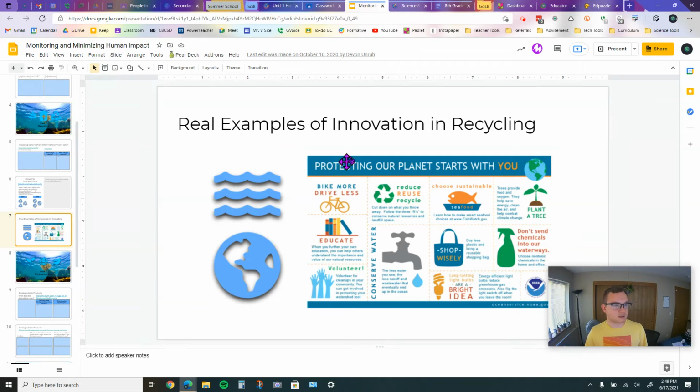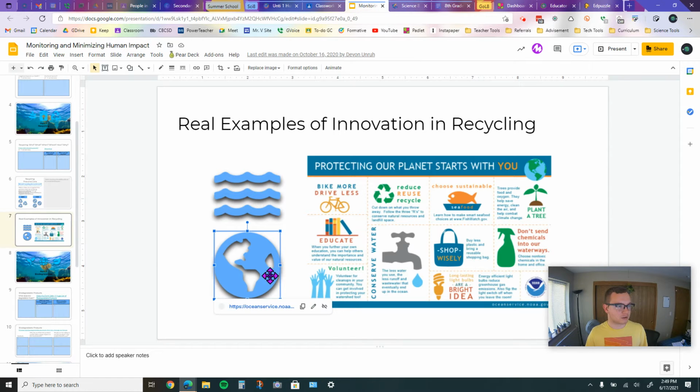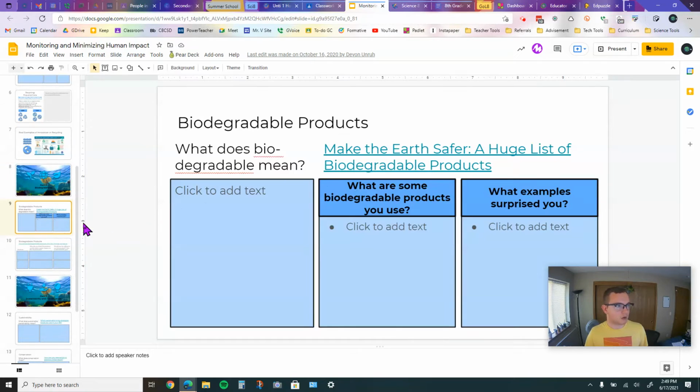This is just a graphic. Another thing just to look at about recycling and things to do to reduce your impact. There's no work that you need to do on here. There are some articles, but nothing you need to type or write. We move on to here.